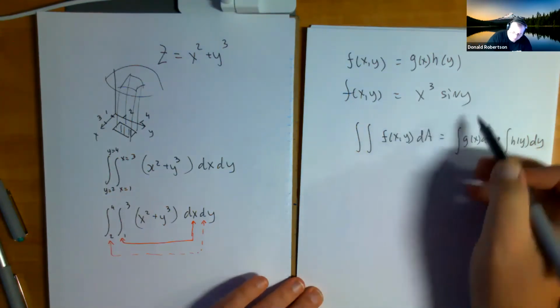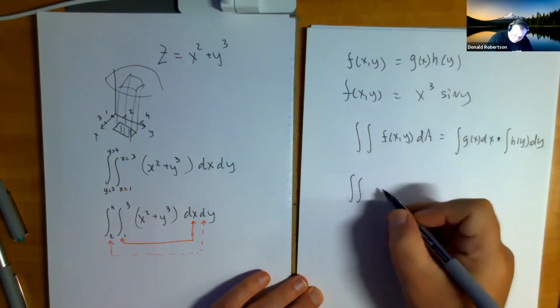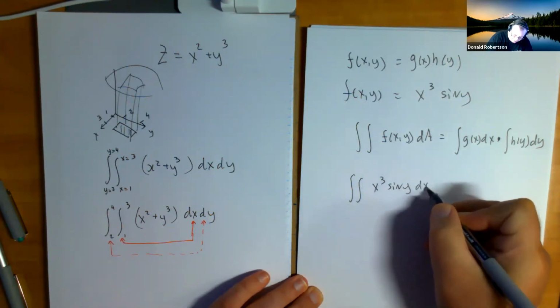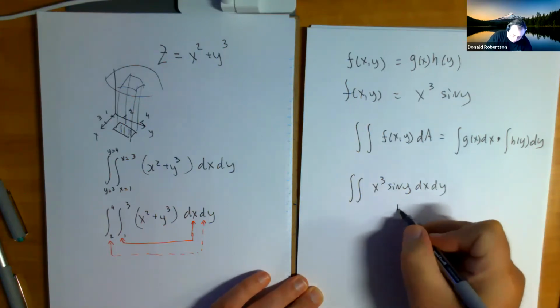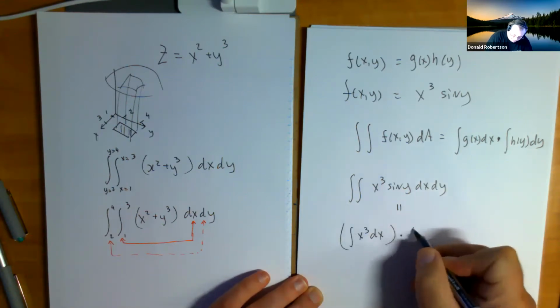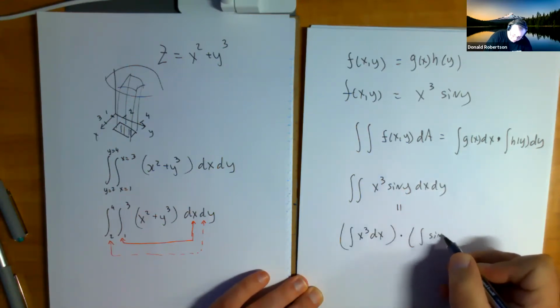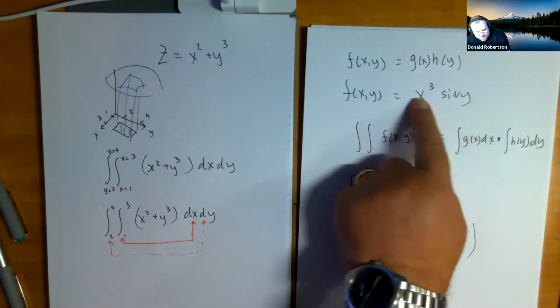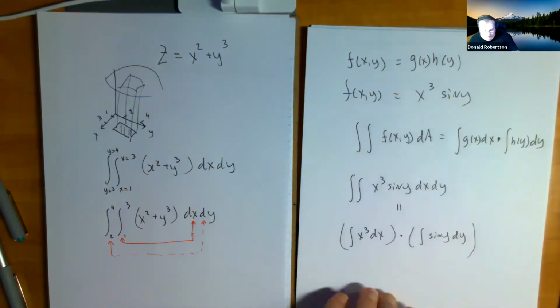Let's show you what that would look like in this case. If you had to do the integral of x cubed sine y dx dy, you can get that answer by finding the integral of this guy multiplied by the integral of this guy. Occasionally that reduces your workload, but it's quite rare to get a function that's written in this separable format.